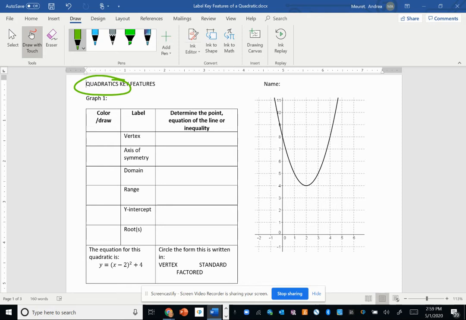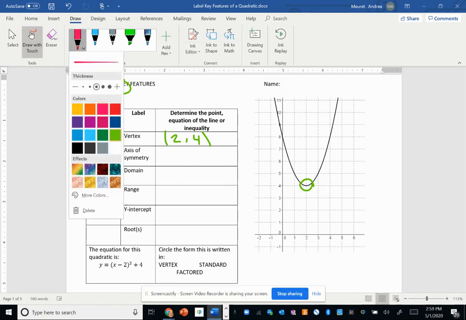And so each time you get to choose a new color. So I'm starting with green. So I'm going to use green for the vertex. And on the graph, the vertex is right here. And it's at the point 2 for x, 4 for y. So I'm going to write 2, comma 4 there for the vertex.